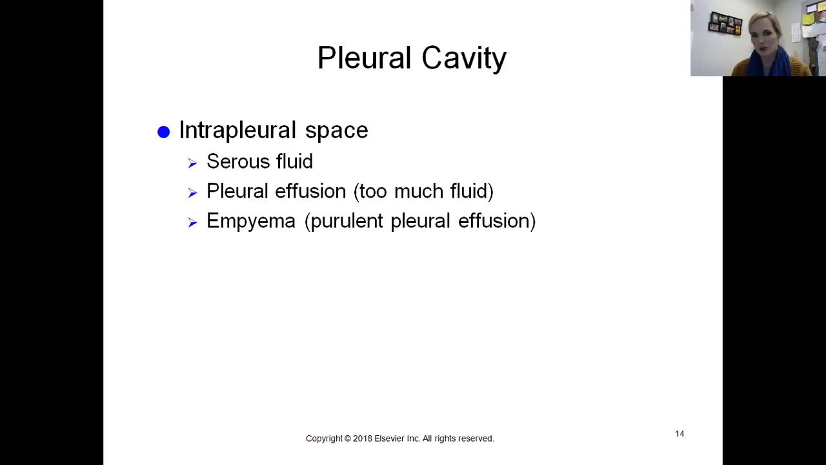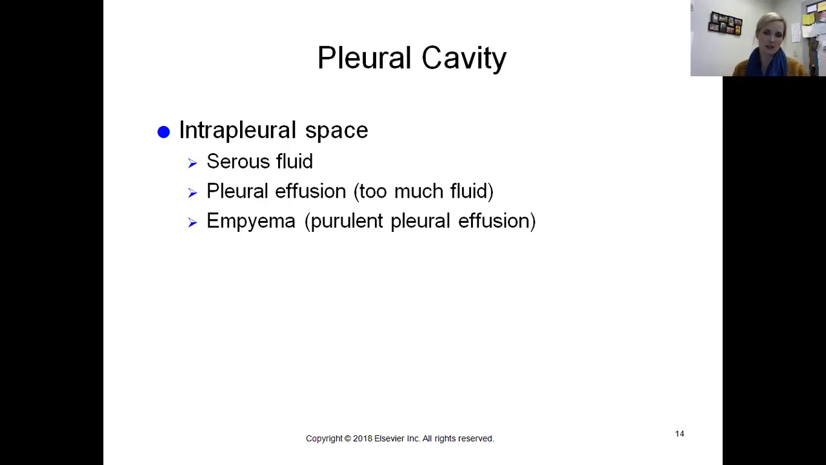So that serous fluid helps in that process, and there's a certain amount that's constantly being produced. Sometimes we produce too much, and that's where we see the term pleural effusion. That just means that our body has created too much fluid and can cause a buildup in that cavity. Whereas if that fluid becomes purulent, which means it's more of a pus-like fluid instead of its normal water-like substance.